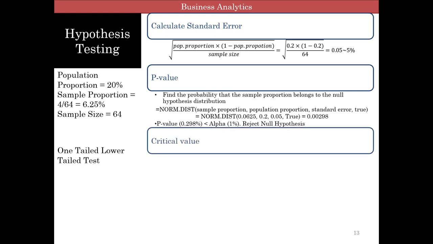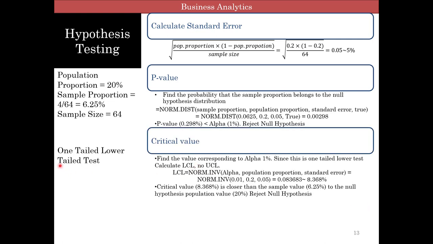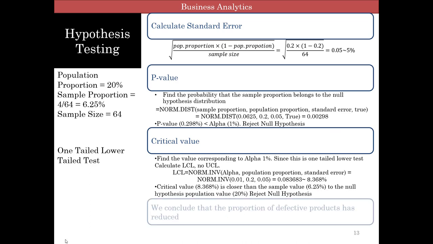Critical value method, now since it's a lower tail test, you're not going to calculate the upper critical limit, you're going to focus on the lower critical limit. Remember, alpha is 1%. You don't have to do 1 minus alpha for the lower critical limit. You put in norm.inv, you plug in the values, and you get 8.368%. So 8.368% is closer to 20% than 6.25%, and therefore we reject the null hypothesis.